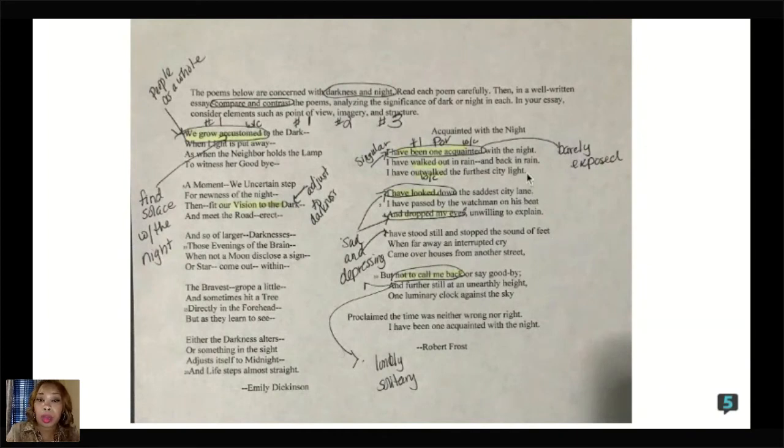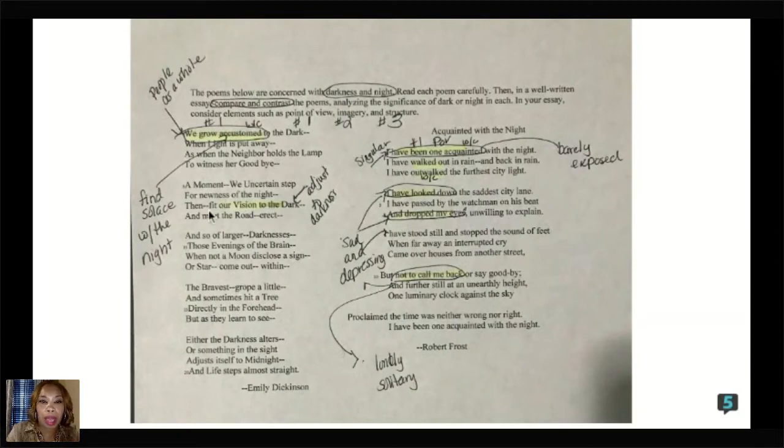So let's look through this and see what else is said about being acquainted with the night. Okay, "walked in the rain." Okay, "I have outwalked the furthest city light." Would you say that's positive or negative so far? Negative, okay. And let's look at the second stanza. "I have looked down the saddest city lane."